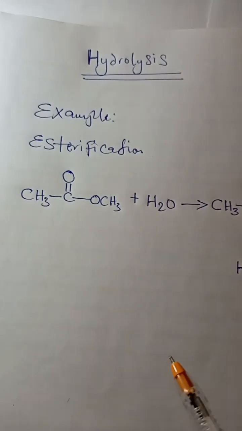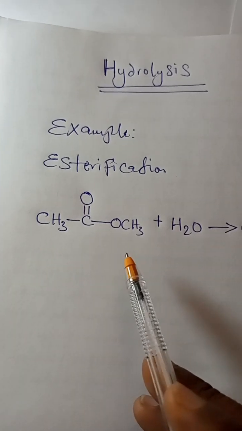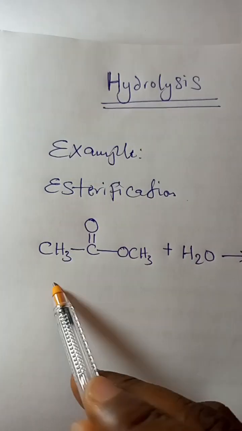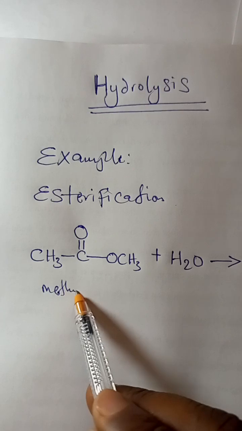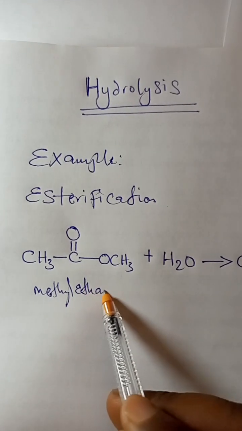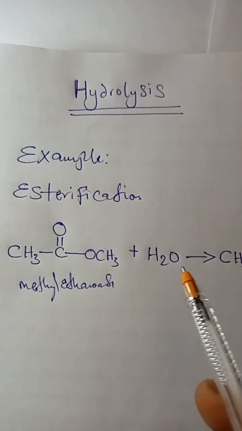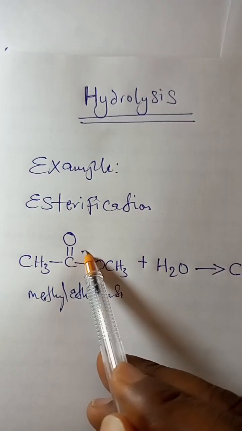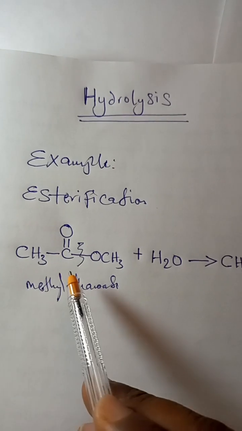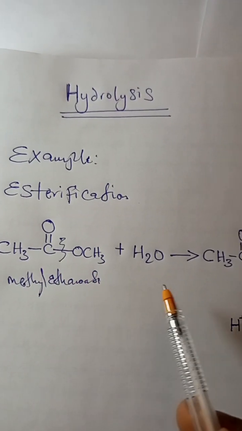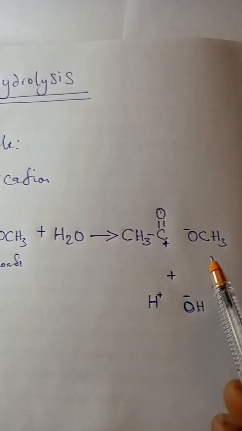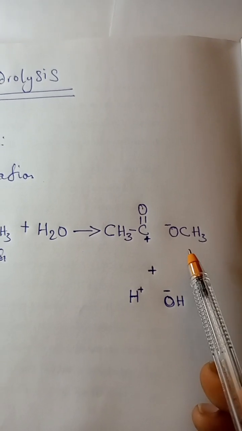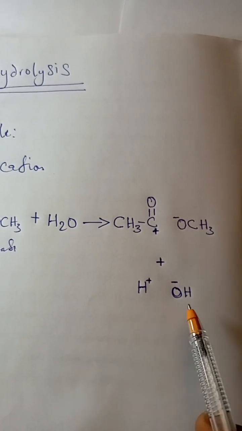Alright, so this is what we are saying now. This particular compound is methyl ethanoate. So this is methyl ethanoate. Alright, it's being hydrolyzed with water. Okay, this bond will break. So when this bond breaks, these two compounds become separate, where we have this first compound and we have this other methoxy compound. Alright, so this is the water molecule that split into two.